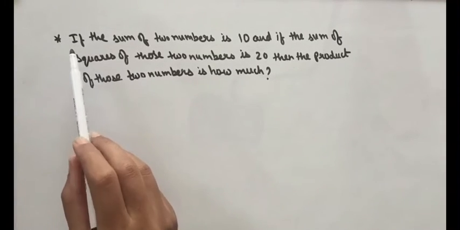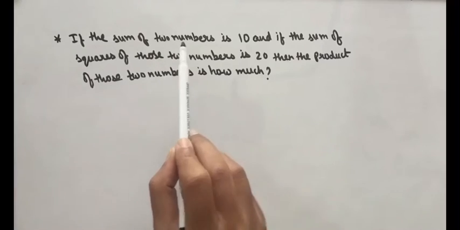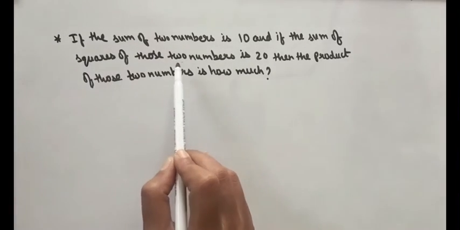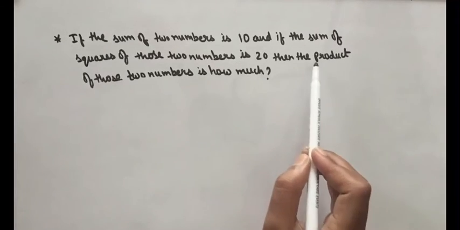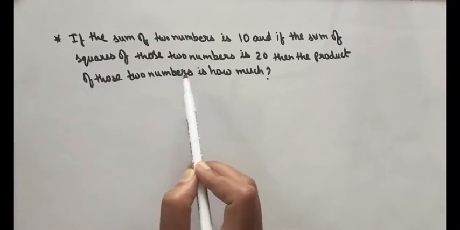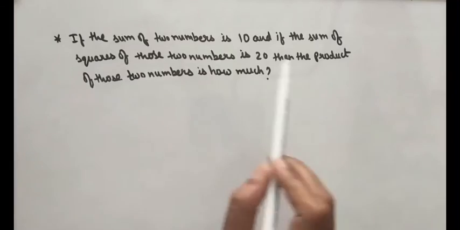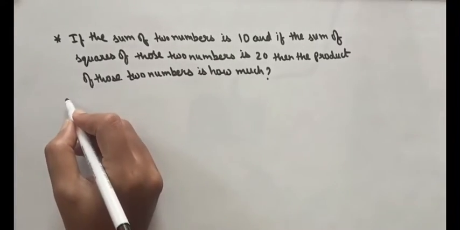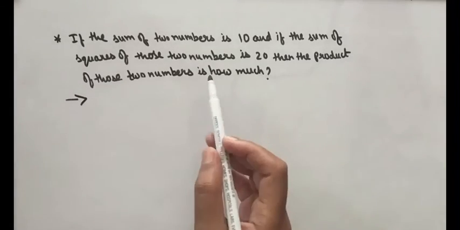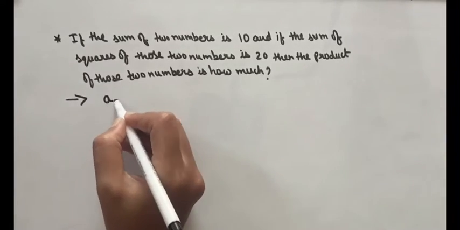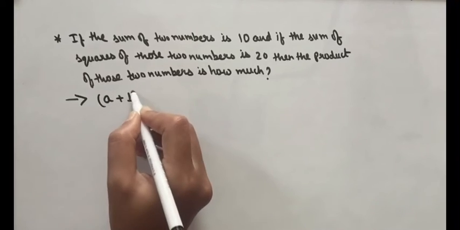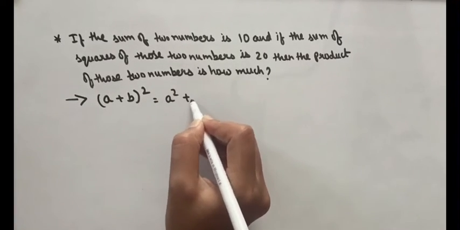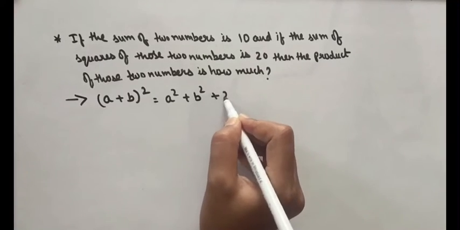Here is the second example. If the sum of two numbers is 10 and if the sum of squares of those two numbers is 20, then the product of those two numbers is how much? Okay. This is the second question. So which formula we have to use here? A plus B whole square. Okay. What is the formula? A square plus B square plus 2AB.